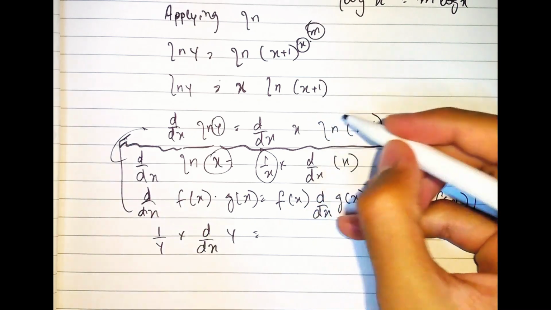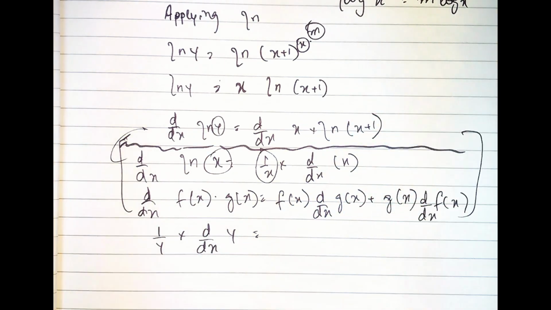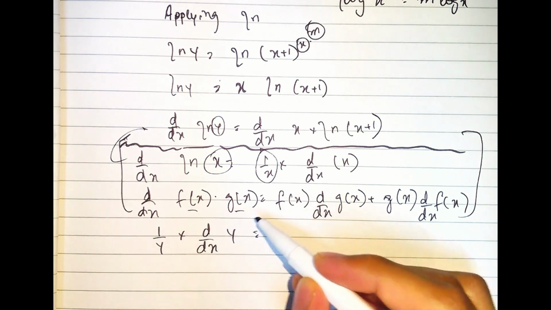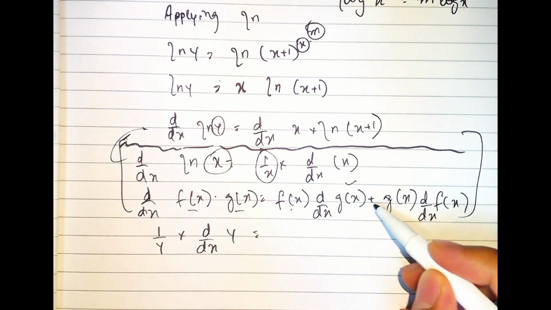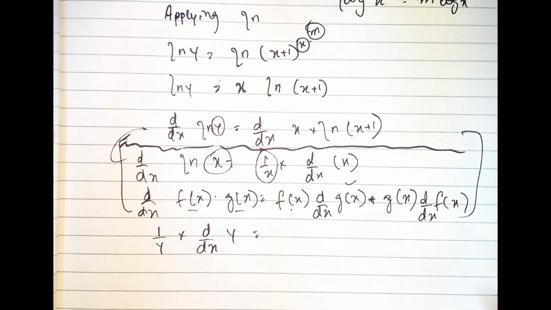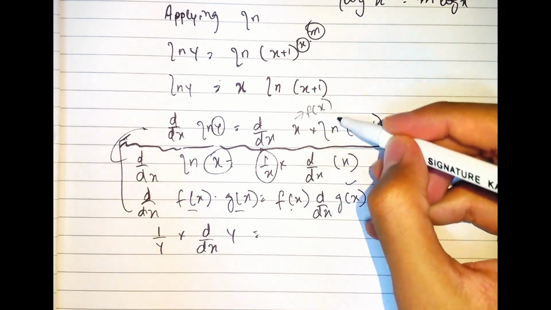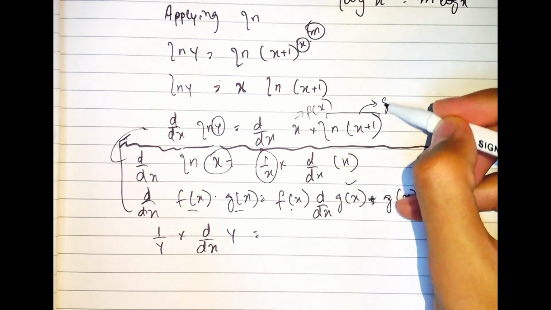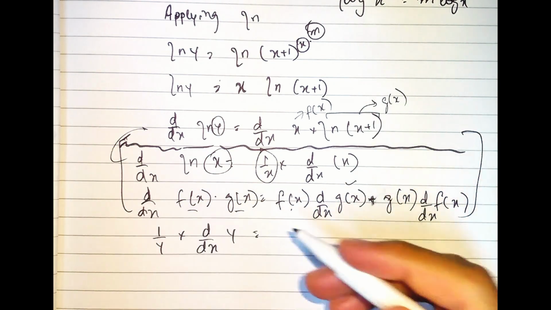Okay, so these two functions are being multiplied. x is an algebraic function multiplied by natural log of (x plus 1), which is a logarithmic function. Those are two different types of functions, and when we have two different types of functions, we can use the product theorem: the first function as it is times the derivative of the second function, plus the second function as it is times the derivative of the first function. Over here this is my f(x), the first function, and this is my g(x), the second function. So we can just go ahead and apply this formula.